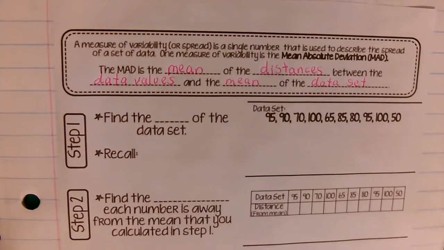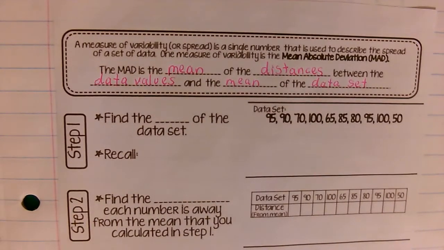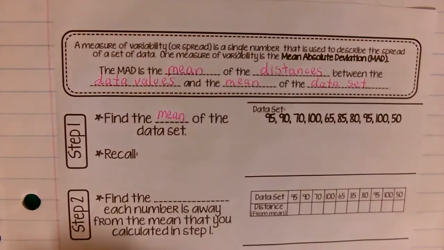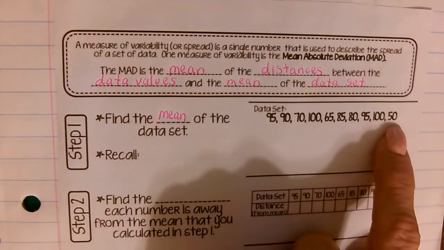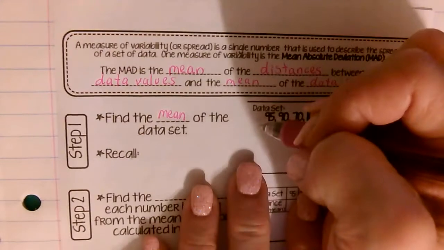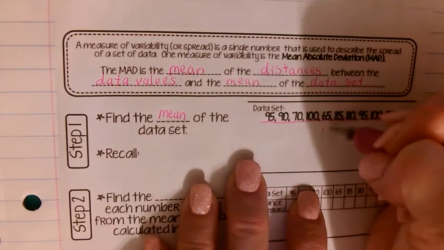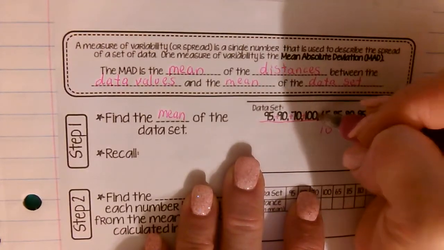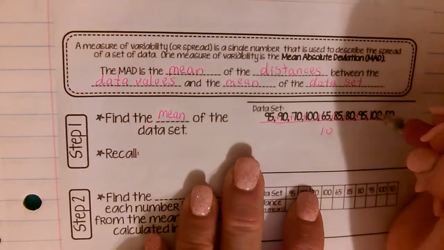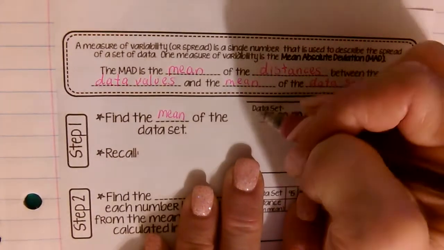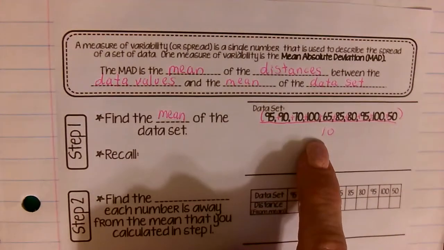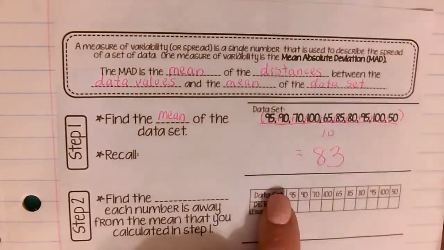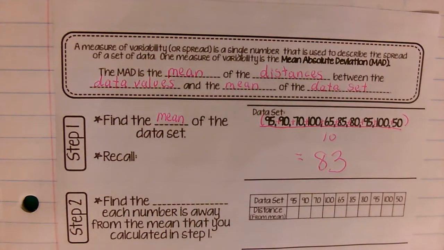Now, first, step one, we have to find the mean of the data set. So what you do is you add all these numbers up and you divide by the total amount of numbers, which in this case there's 10 of them. So we're going to add these up. You may use a calculator and practice this with me. You can put parentheses around that if you add all those in the calculator together and then divide by 10. And what that equals is 83. Okay?